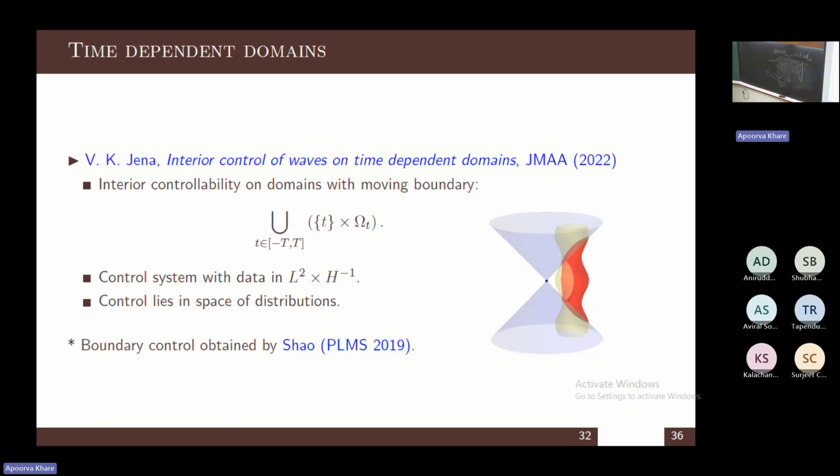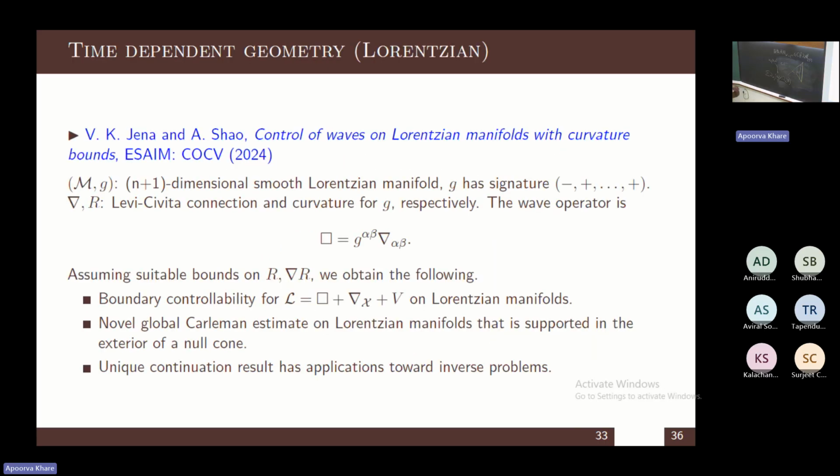The next result was, as I showed earlier, time dependent domain control. Again, because you are making the domain general, you lose something, which is that you only have wave equation data in this bad space, and again the control will lie in a space of distributions. So this was interior control. Boundary control for this was obtained by my advisor in 2019. And finally, this is the most general result, which is for the Lorentzian case.